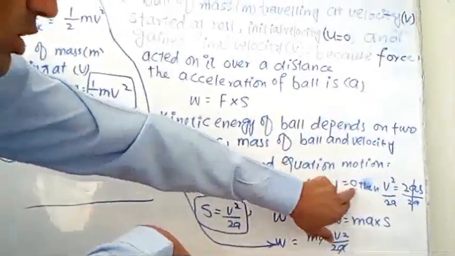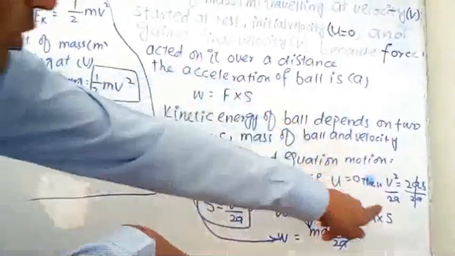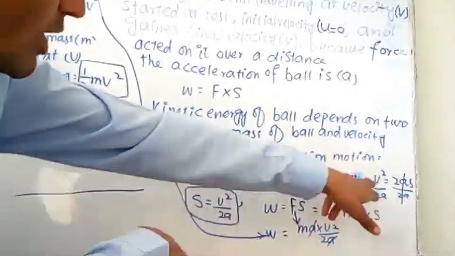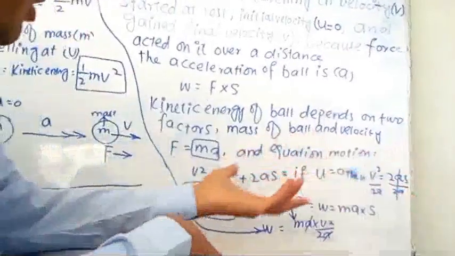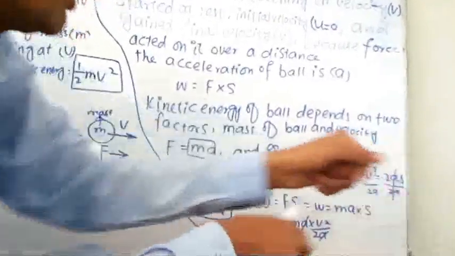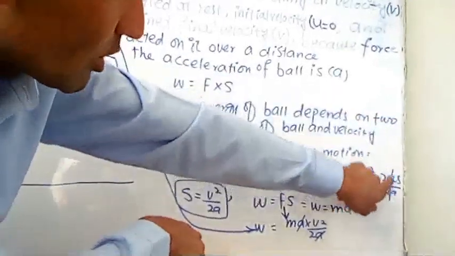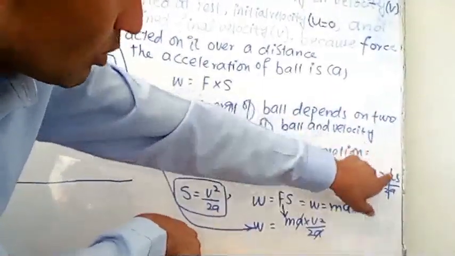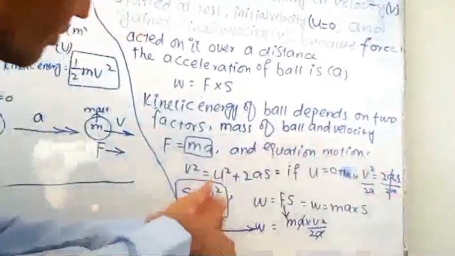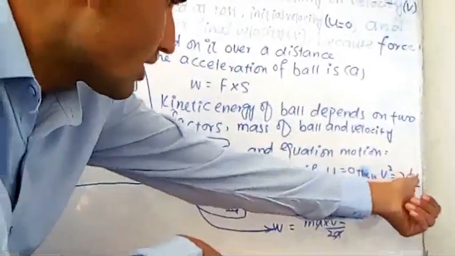If the initial velocity of the body is 0, we put the value of the initial velocity in this equation. Now v square equal to 0 plus 2as. The equation becomes v square equal to 2as. Why? Because if we add 0 to 2as, the equation is v square equal to 2as. Now we will find the value of s. We divide both sides by 2a, so 2a cancels with 2a. The equation for the distance will be s equal to v square divided by 2a.